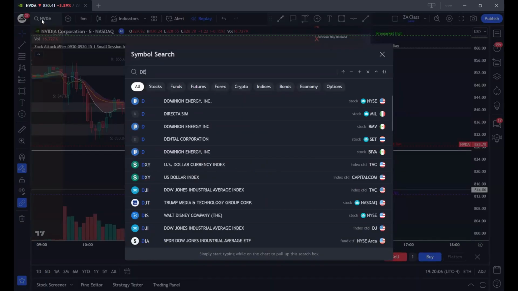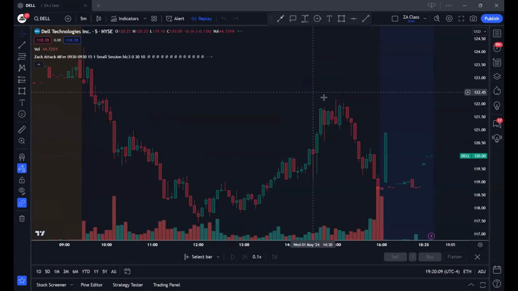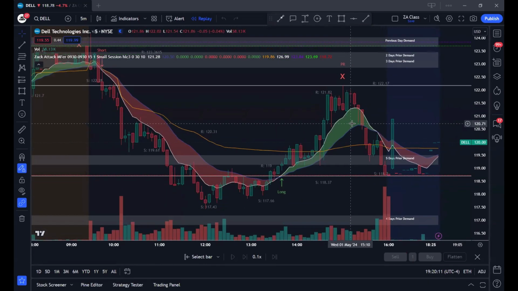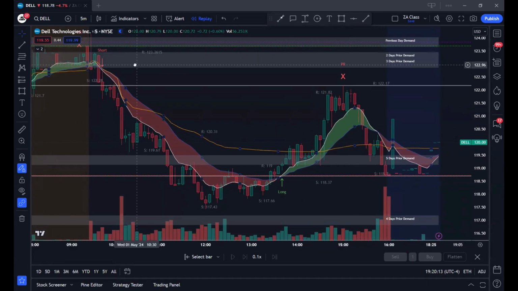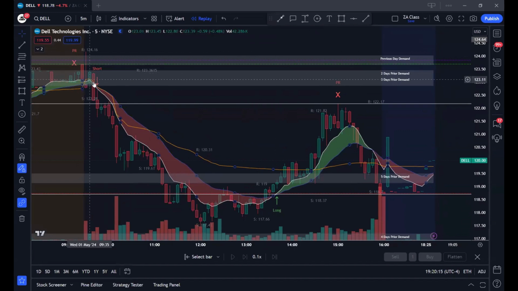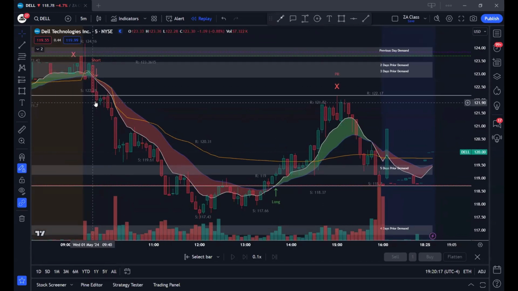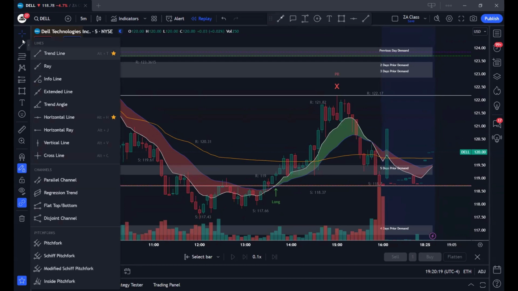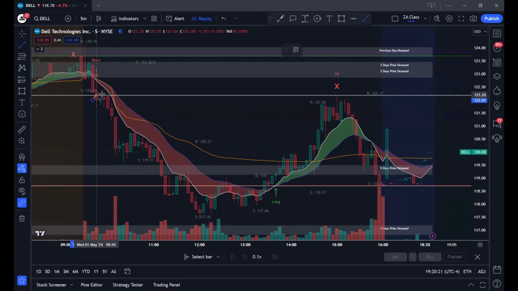It's there with Amazon. If we look at other stocks, if we want to take a look at Dell, we see that we get this PR in the day, we get this short signal here. With this short signal, this is a bear flag into the automatically generated area of resistance here, before we continue down. Again, we get the long signal here. We can take that to VWAP.